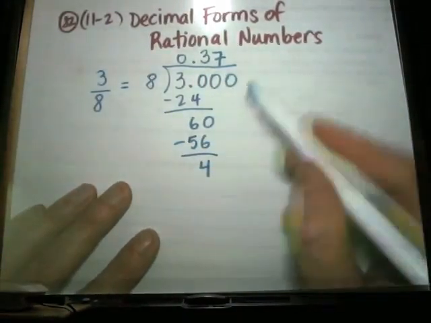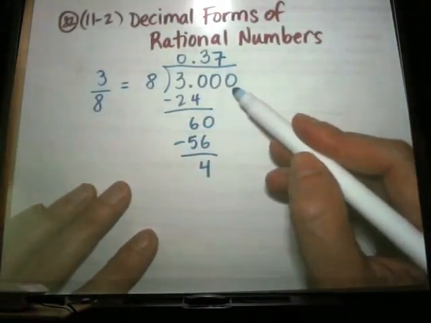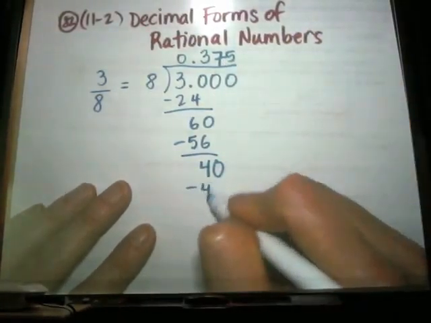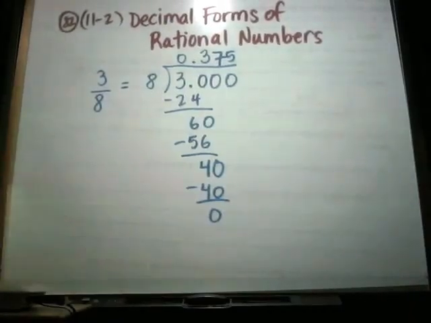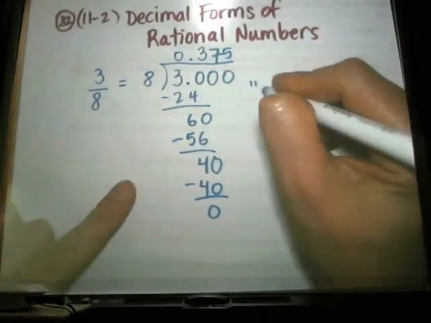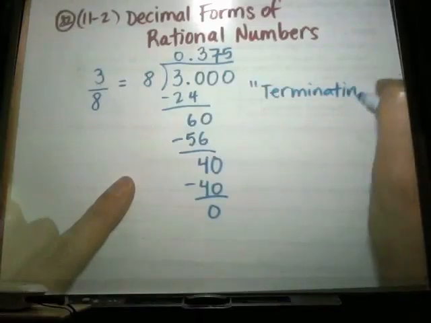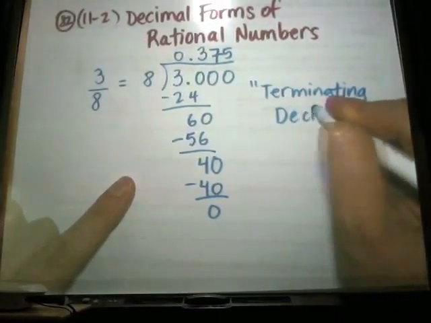And the idea with this was that as long as you have remainders, if you're doing decimals, you have to keep adding zeros until it ends and you just get a final answer. This is called a terminating decimal, because to terminate means to end, and this decimal has an end.